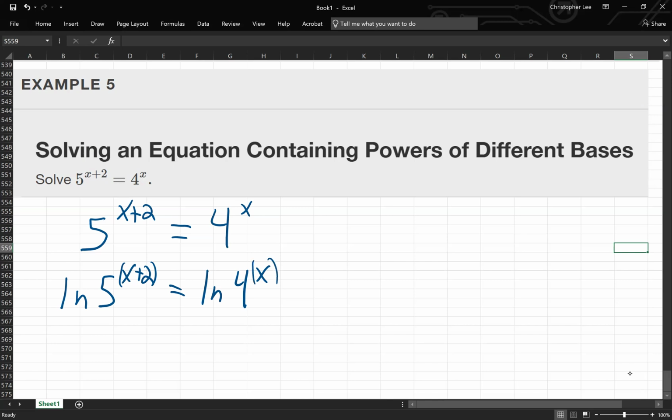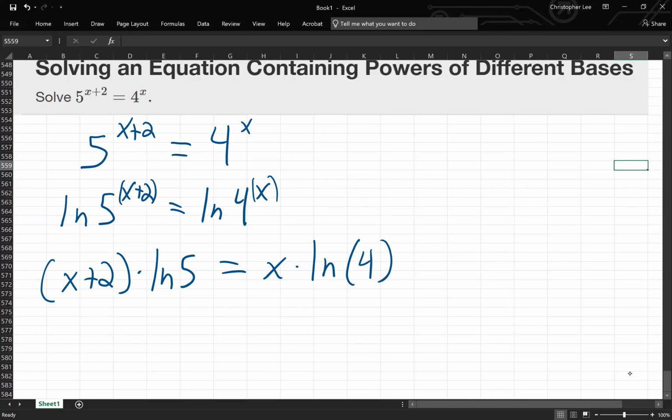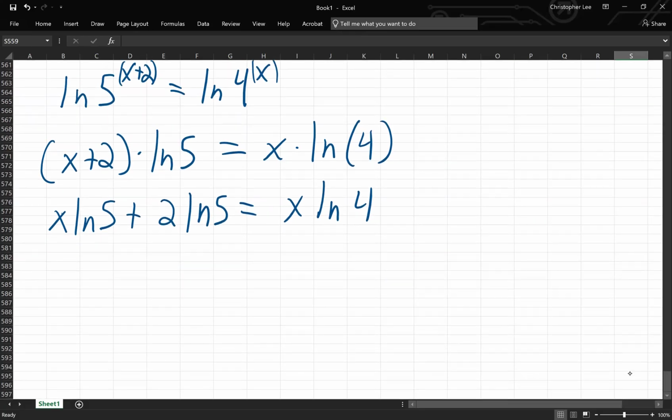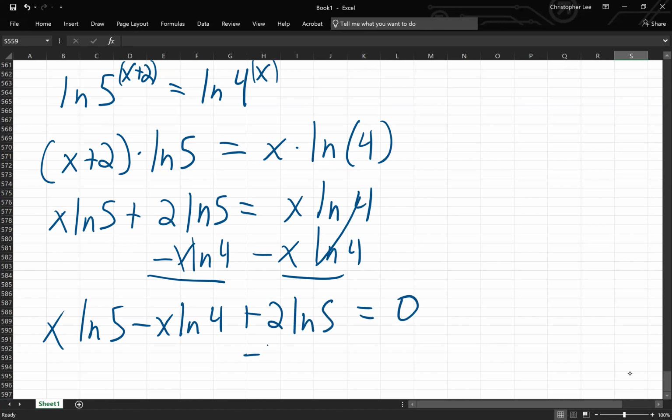Now, you remember the rules of logarithm, I can bring the exponent down into the front, right? So I can rewrite this as what? x plus 2 times ln 5 is equal to x times ln 4, right? And then after that, distribute the ln 5 on the left-hand side. So I'm going to have x ln 5 plus 2 ln 5 is equal to x ln 4. All right. Now I'm gonna move the x ln 4 to the other side and the 2 ln 5 to the other side. I'm trying to isolate my variable, right? Isolate my variable. Subtract x ln 4. So I have x ln 5 minus x ln 4 plus 2 ln 5 equals 0. Subtract 2 ln 5.